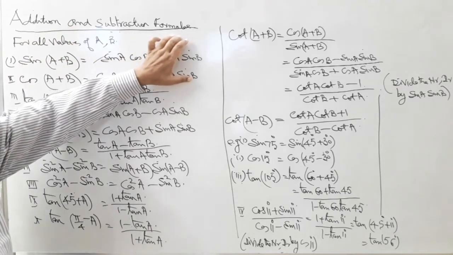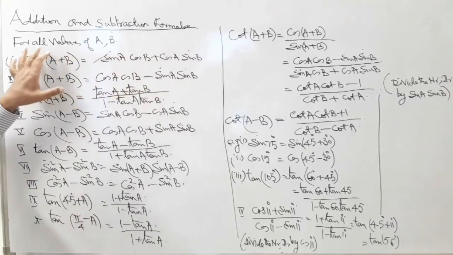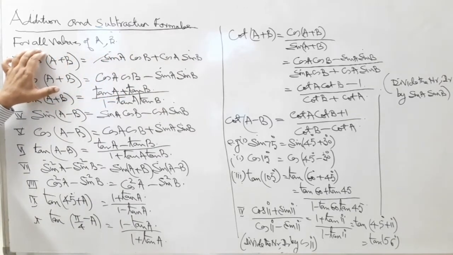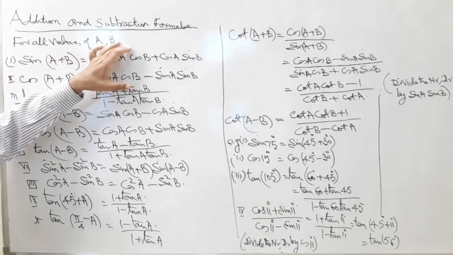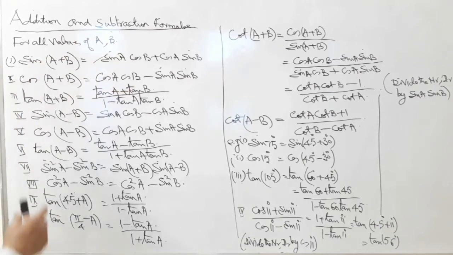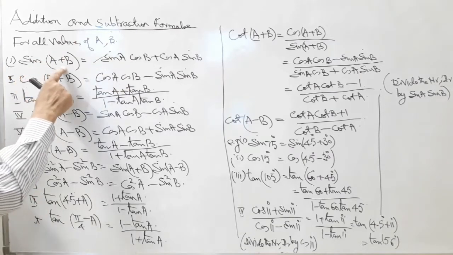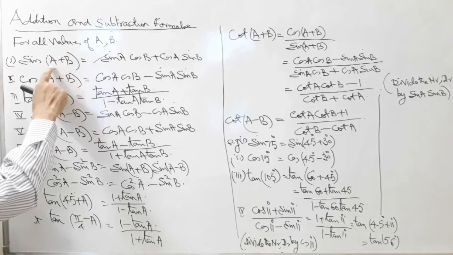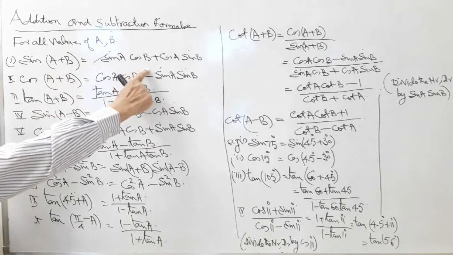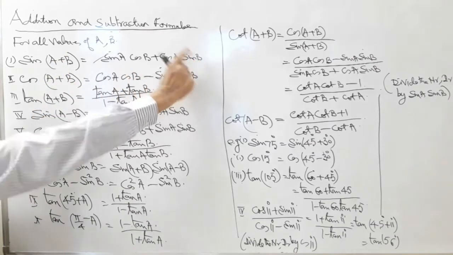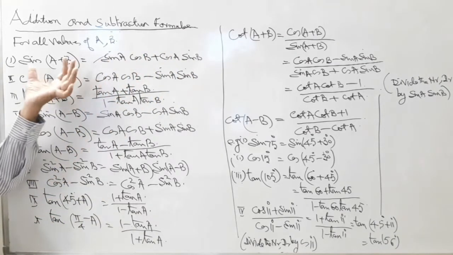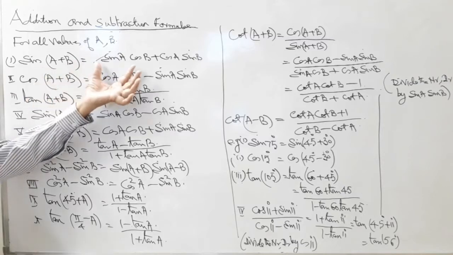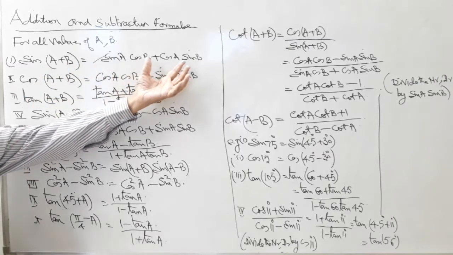I have first of all the list of the results before you. Please note down very carefully. To start with, for all values of A and B, number 1, sin(A plus B) is sin A cos B plus cos A sin B. Write it down very comfortably.